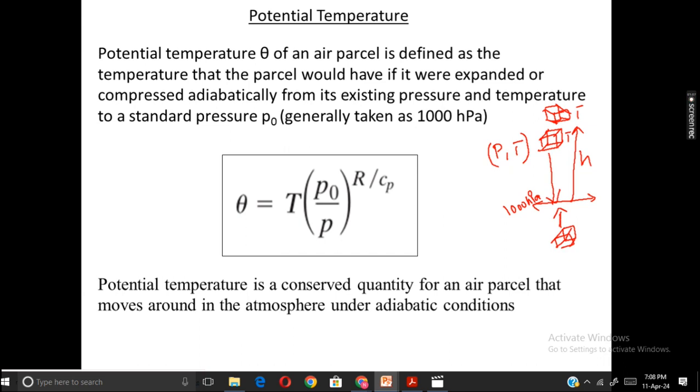Potential temperature of an air parcel is defined as the temperature that the parcel would have if it were expanded or compressed adiabatically from its existing pressure and temperature to a standard pressure P0. Suppose the parcel is at a pressure P and temperature T. We will either adiabatically expand or compress the parcel, and then bring it to the standard pressure of 1000 hectopascal, and then we find the temperature of the parcel when it reaches this pressure level. That temperature is known as the potential temperature. Okay, that is the basic definition of potential temperature.